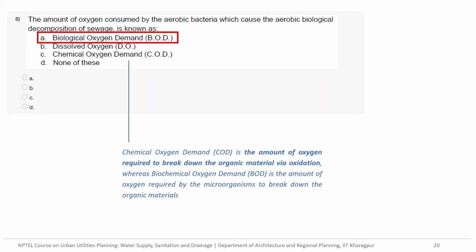Chemical oxygen demand is the amount of oxygen required to break down the organic material via oxidation, so through chemicals. Whereas BOD, or biochemical oxygen demand, or biological oxygen demand, is the amount of oxygen required by the microorganisms to break down the organic materials. The option B, dissolved oxygen, is basically the amount of oxygen that is present in water.